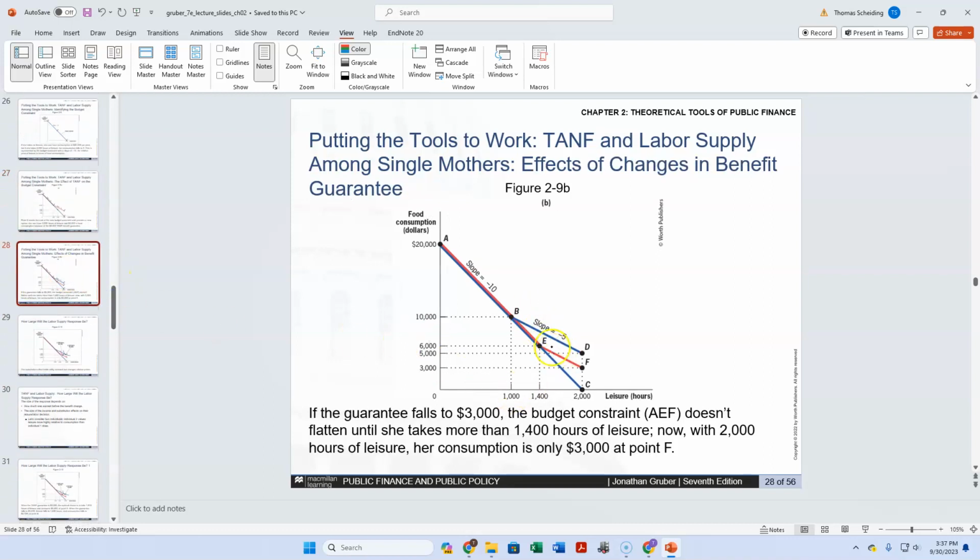So we can see here that what's changing is the slope. If we reduce the TANF benefit, then the budget constraint shape changes again, and then changes the amount of leisure that she decides to consume.